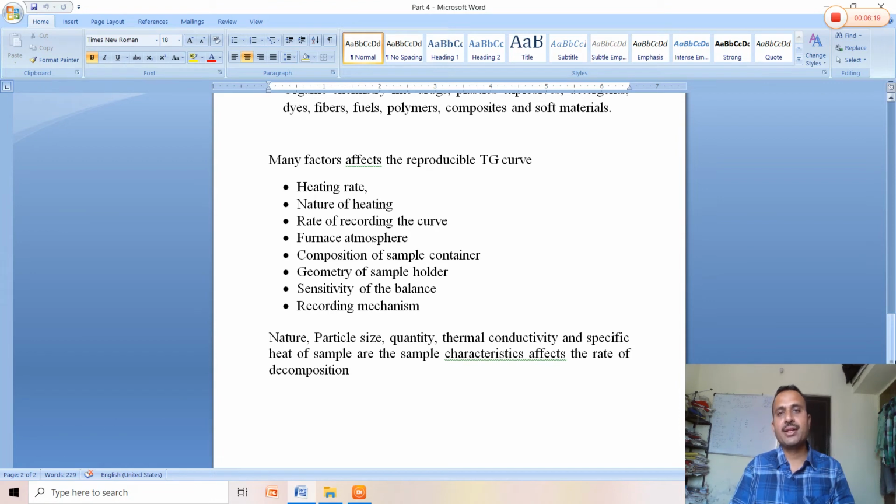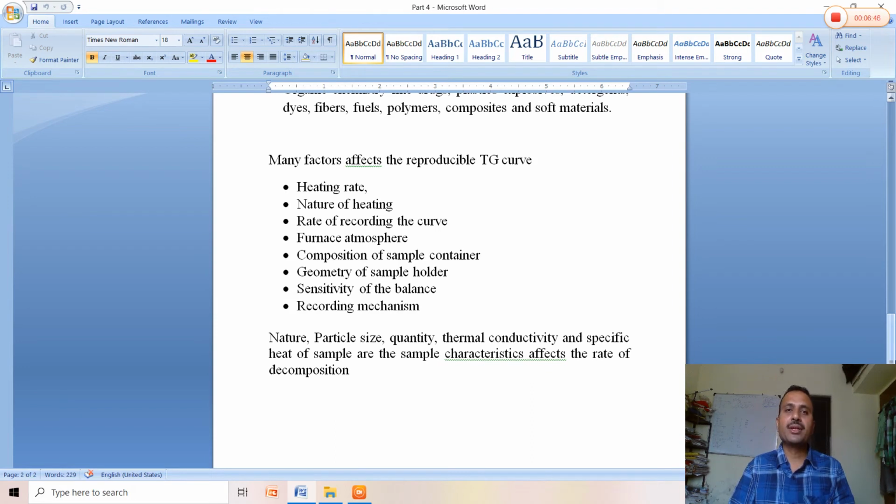Next is furnace atmosphere. The furnace atmosphere also affects the reproducible TG curve, because, as we have already studied, if oxygen is present in the furnace, this oxygen is responsible for giving unwanted oxides. In an inert atmosphere, say a nitrogen atmosphere, this affects the TG curve differently. Now the next one is composition of the sample container.